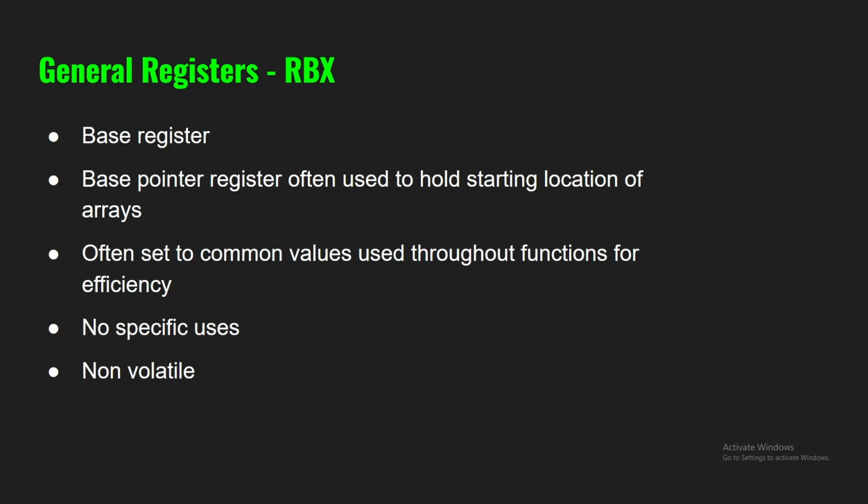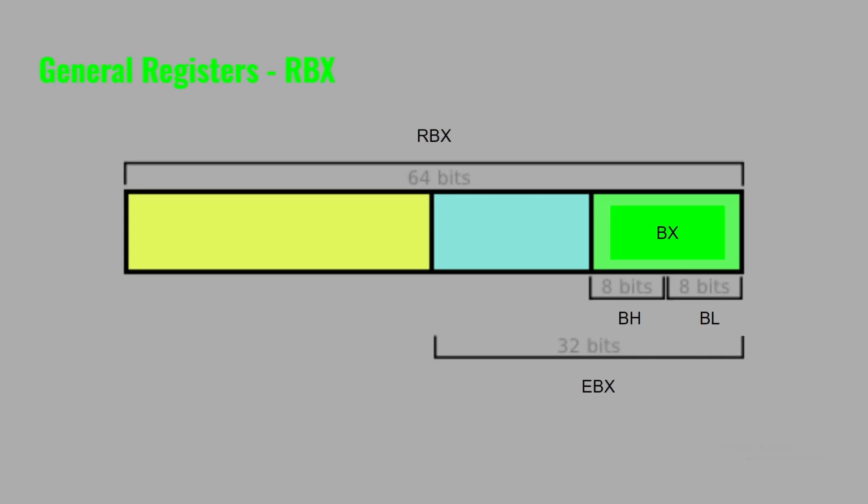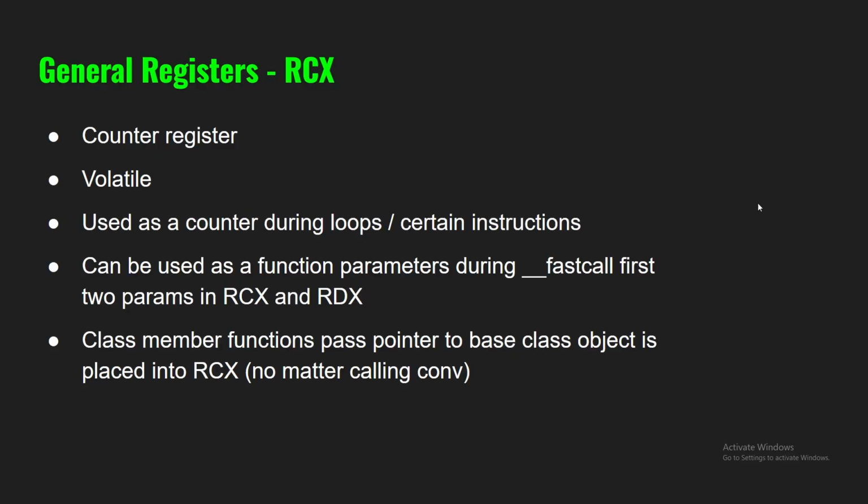So RBX, the base register, often used to hold the starting location of arrays, is often set to common values used throughout functions for efficiency. There's no specific use for it, and it is non-volatile, so across function calls this is not going to change. RBX register here, very similar to our RAX register. Obviously we can access lower and higher portions of memory here as well.